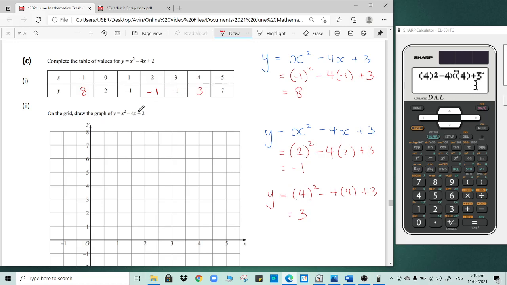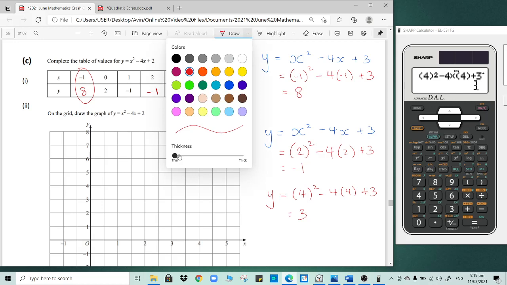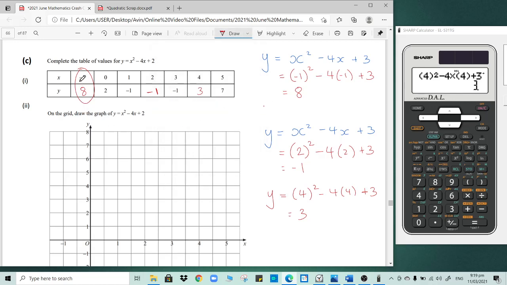All they want us to do now is just draw the graph. So we just have to plot the points, guys. It doesn't get easier than this. So the first point, let's go through it one by one. Minus 1, 8. Minus 1 and we go up to 8. Next one is 0, 3. Then 1, minus 1. That's down here. Then 2, minus 1. The next one is 3, minus.